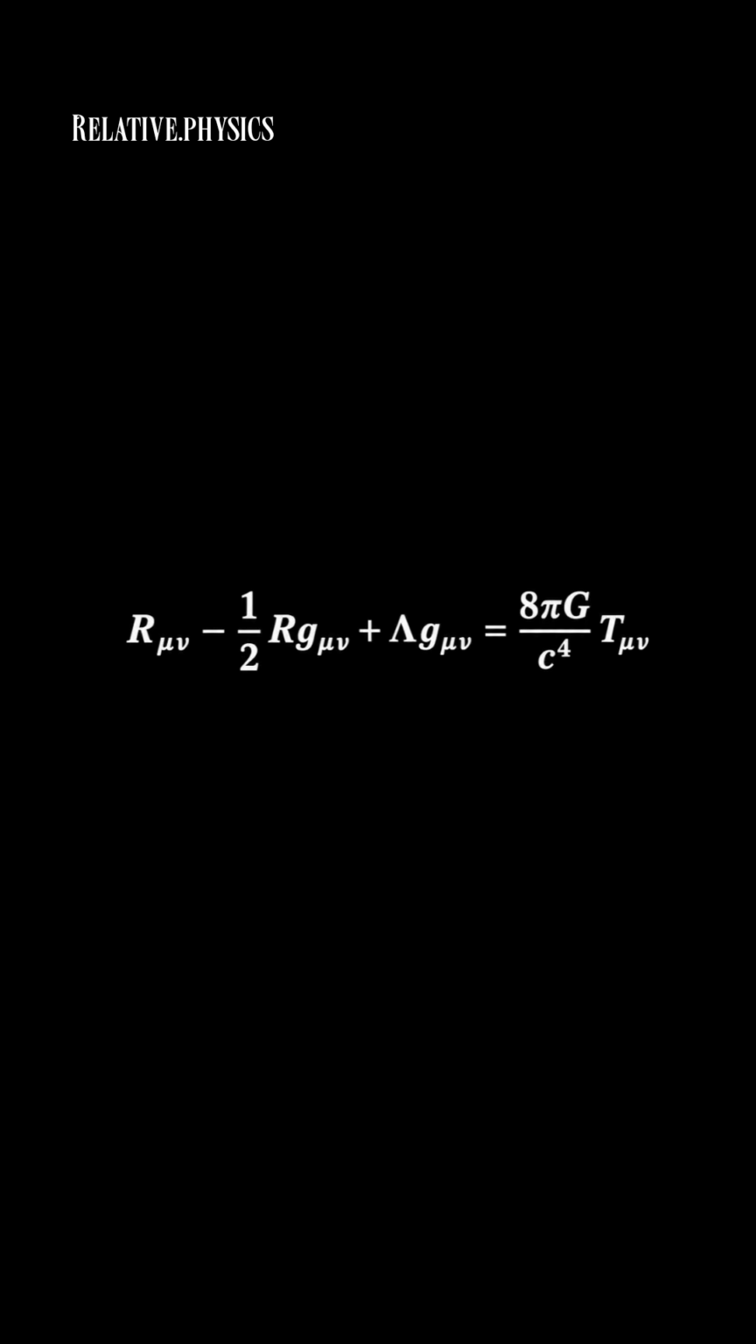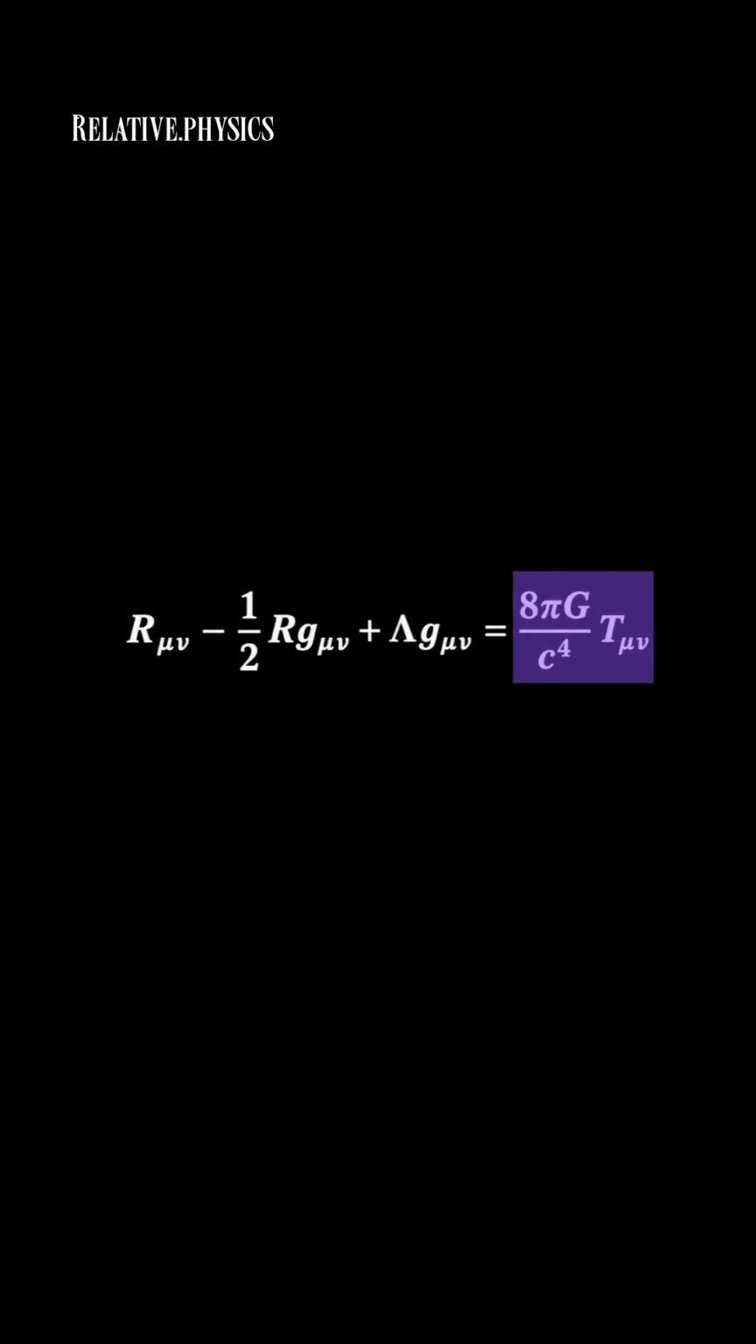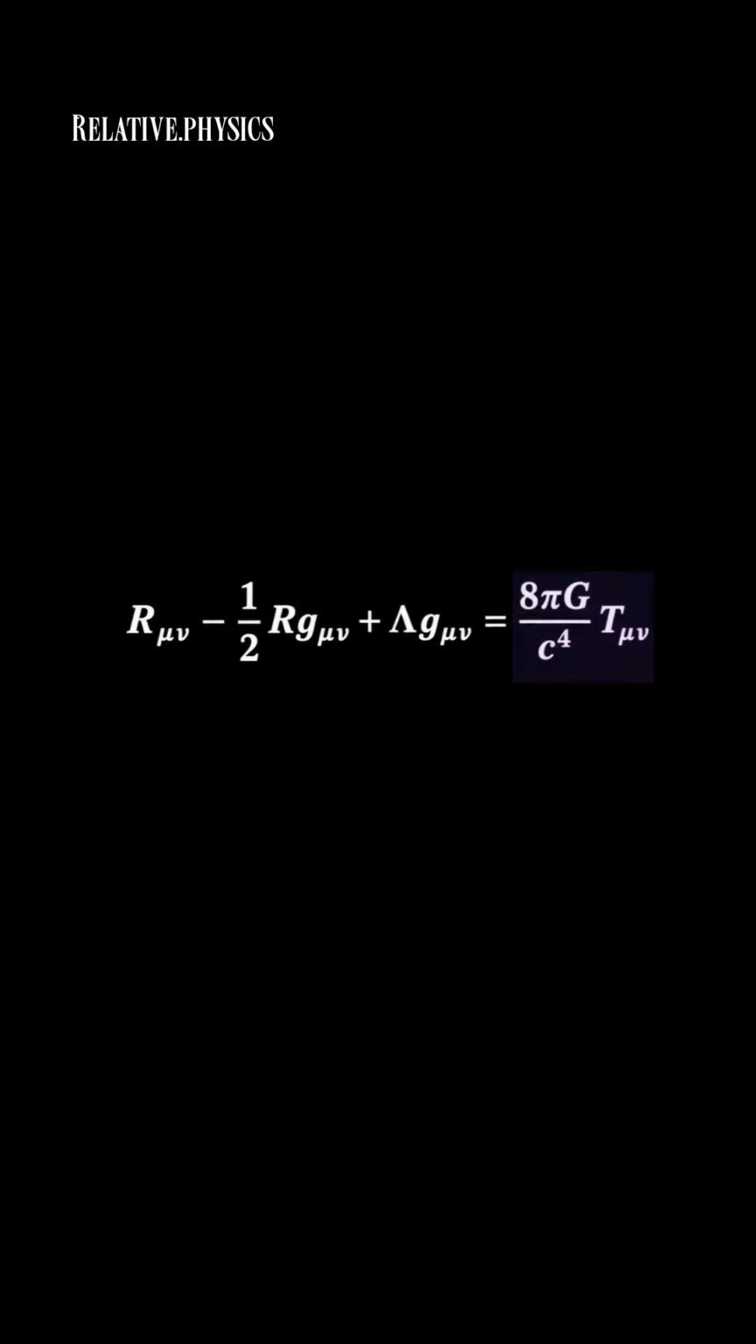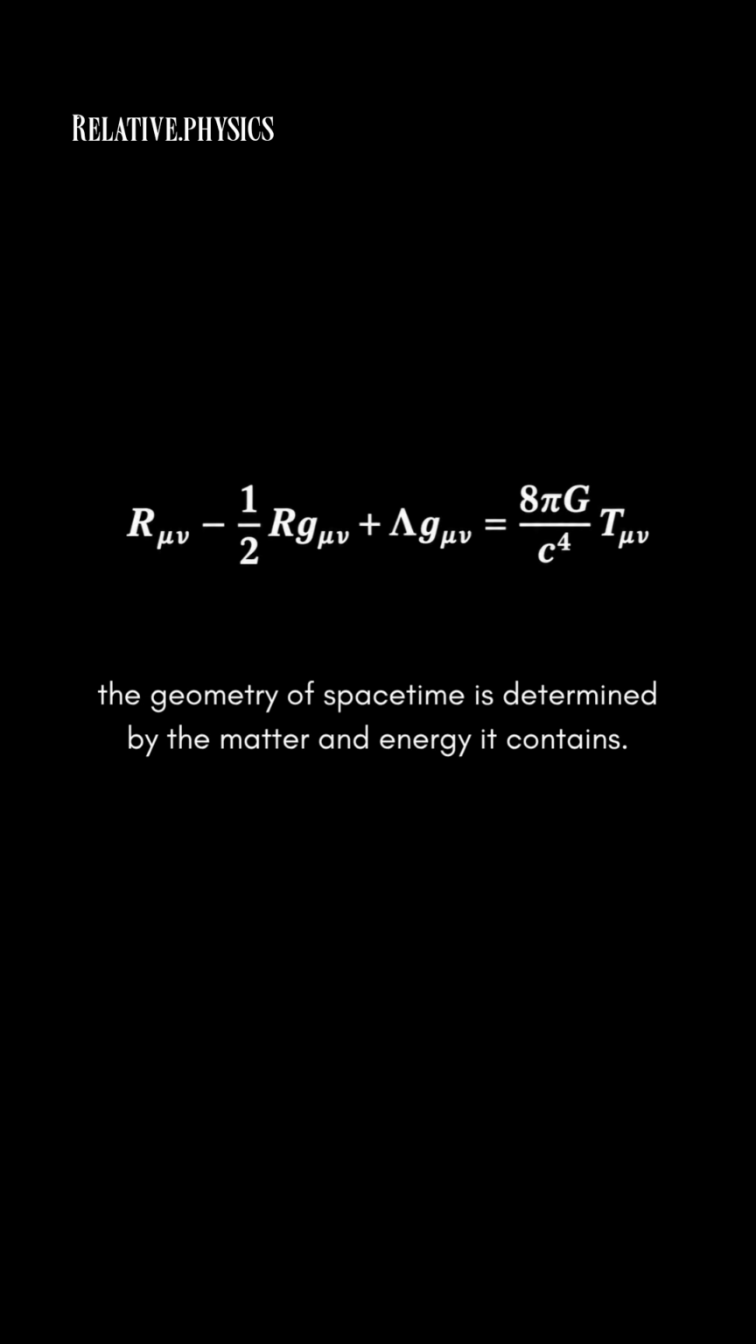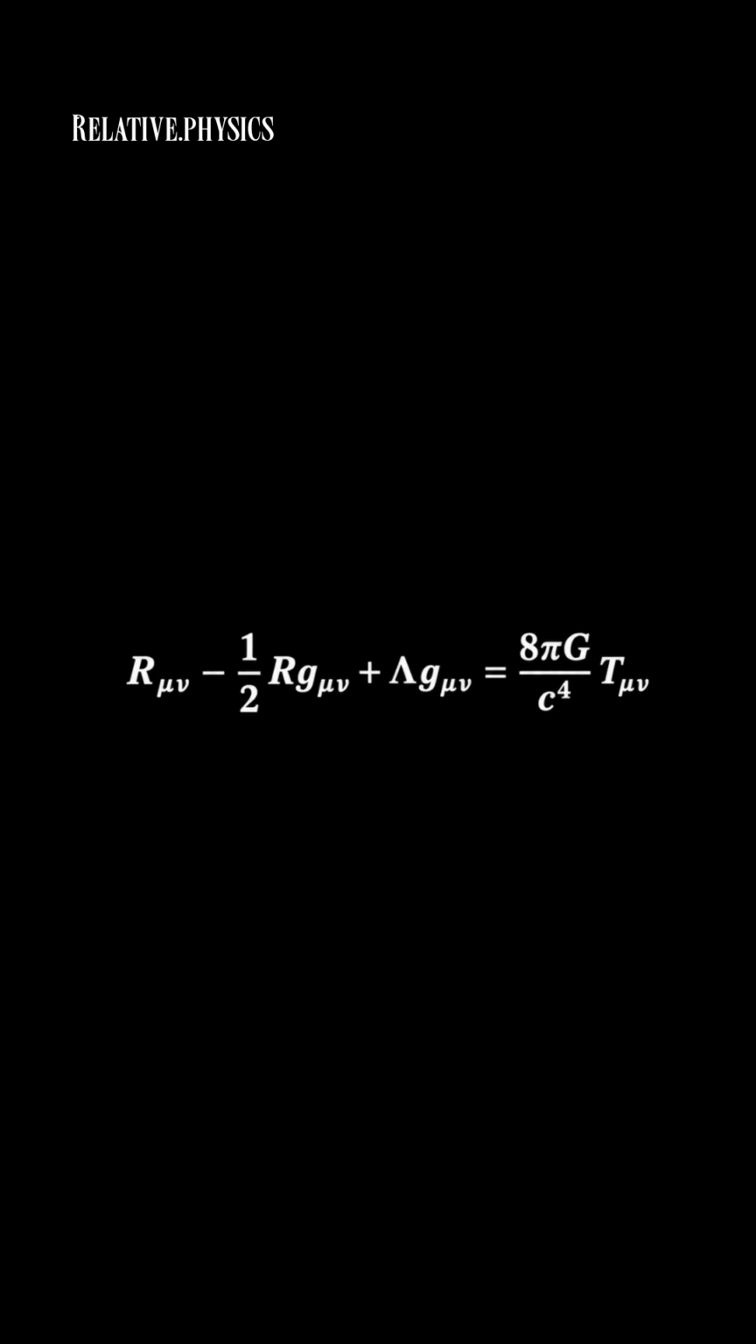So, the Einstein Field Equation tells us something profound. The left-hand side describes how spacetime is curved, while the right-hand side describes what is causing that curvature. In other words, the geometry of spacetime is determined by the matter and energy it contains. This elegant equation, introduced more than a century ago, still remains one of the most beautiful and successful equations ever discovered.